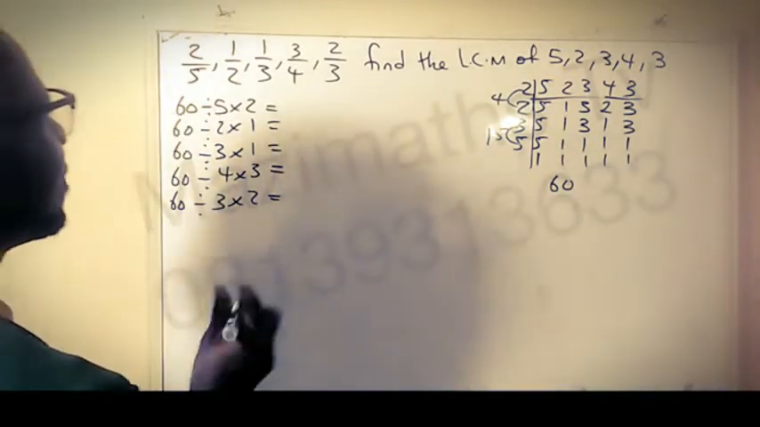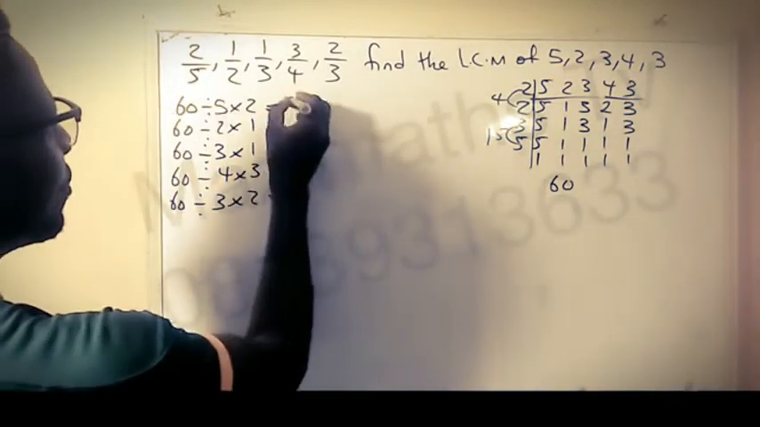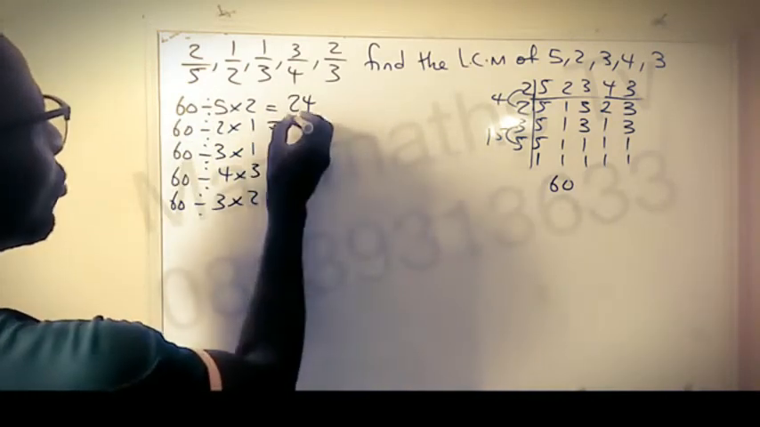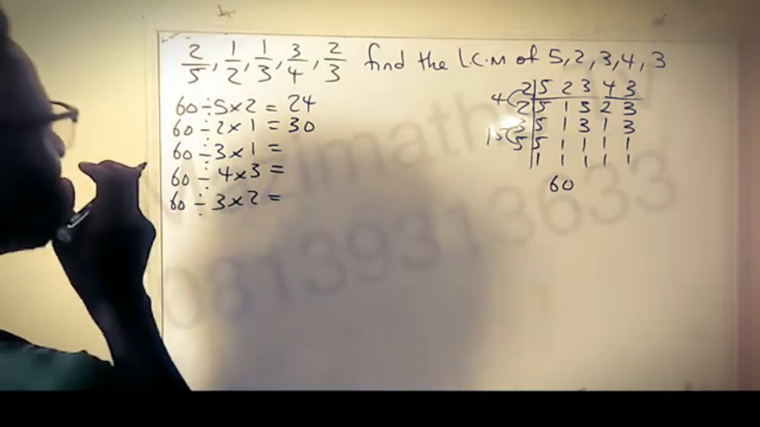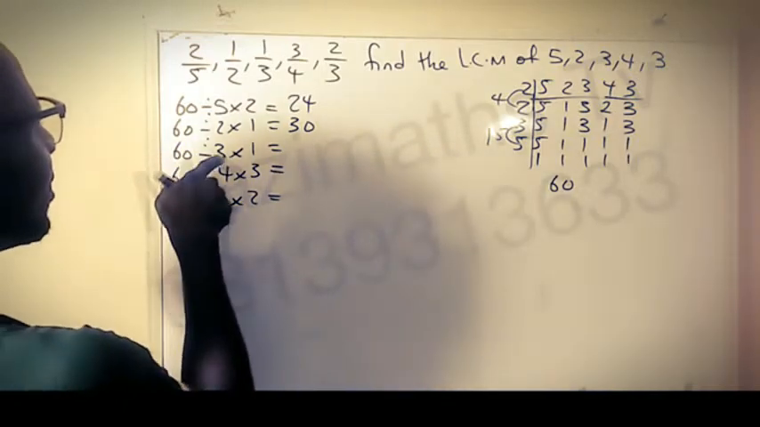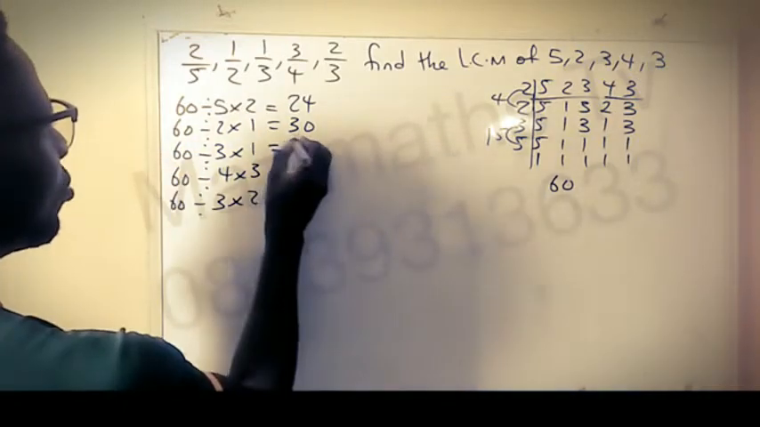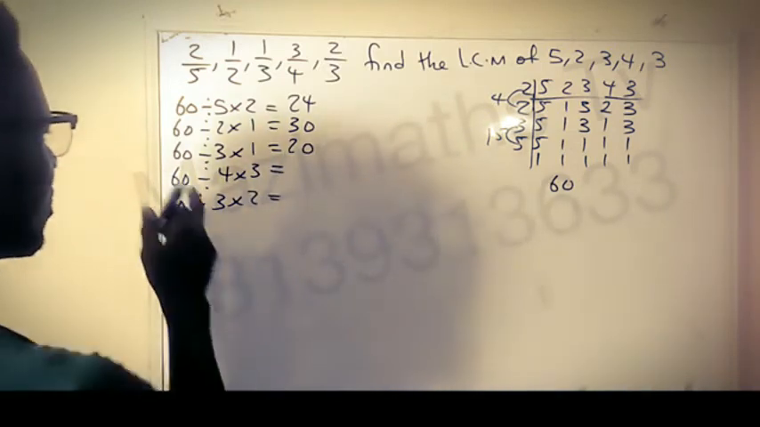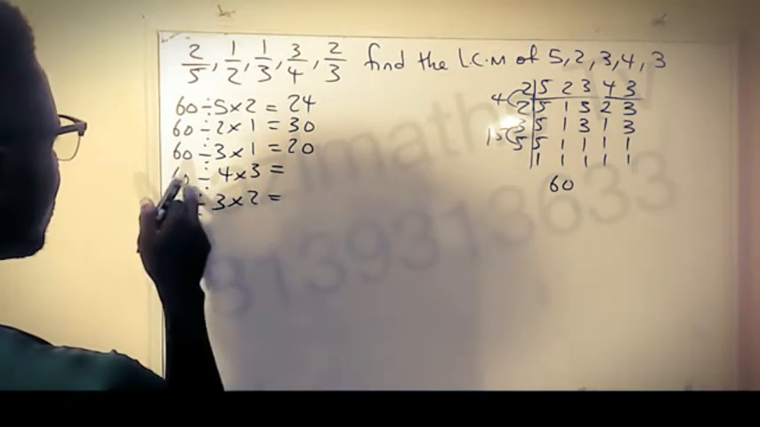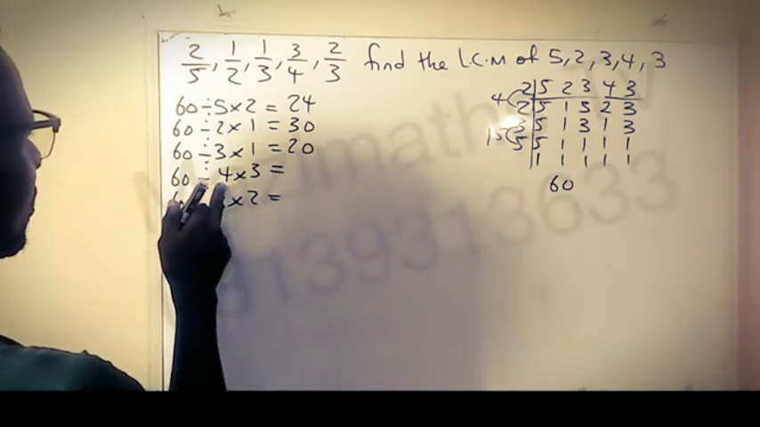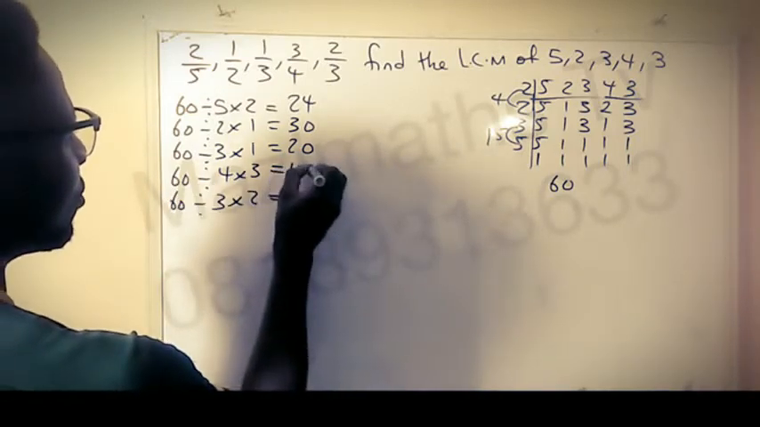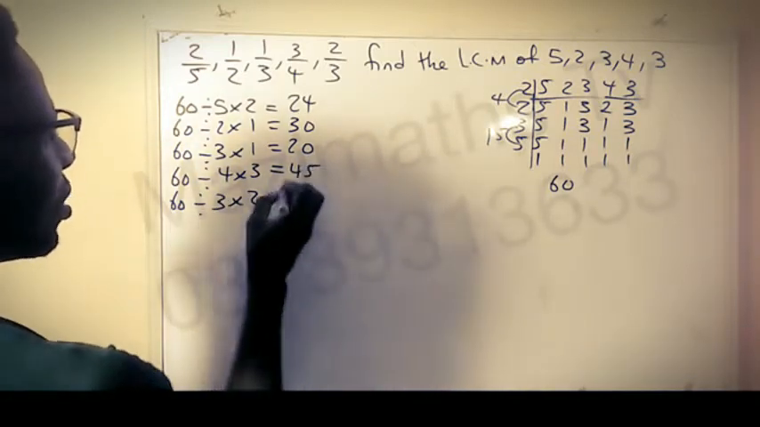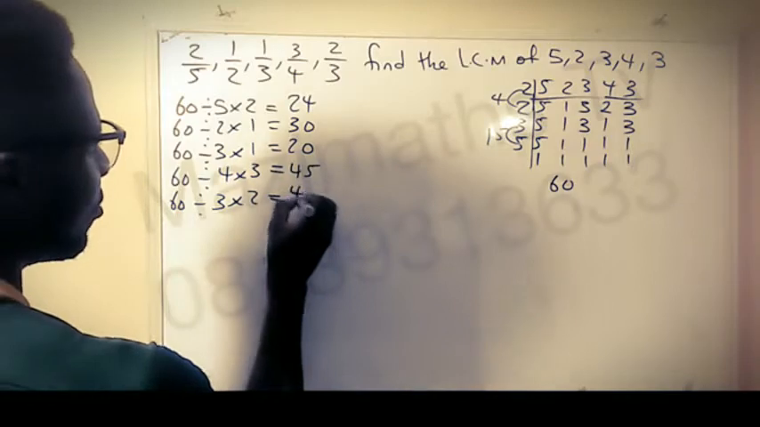60 divided by 5, that is 12. 12 times 2 will give you 24. 60 divided by 2, that is 30. 30 times 1 will give you 30. 60 divided by 3, that is 20. 20 times 1, that is 20. 60 divided by 4, that is 15. 15 times 3 will give you 45. And then 60 divided by 3, that is 20. 20 times 2, that is 40.